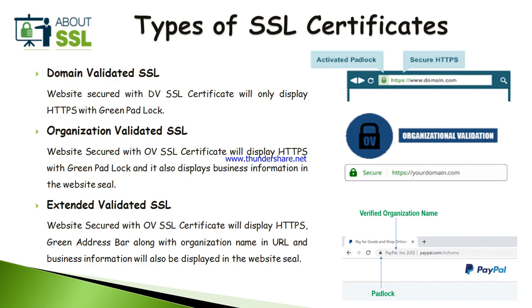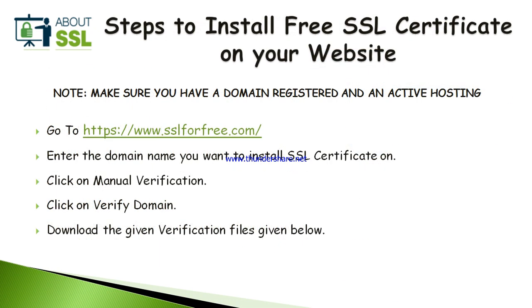Now, the third type of certificate is extended validated SSL. A website secured with an OV certificate will only display HTTPS, but along with EV SSL, it will show a green address bar in your website seal. We can see here right next to it the company name PayPal in EV validated SSL.